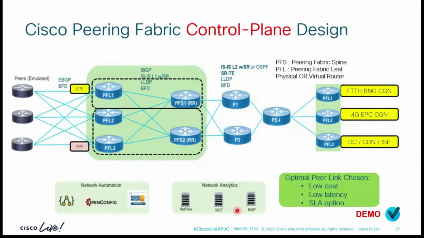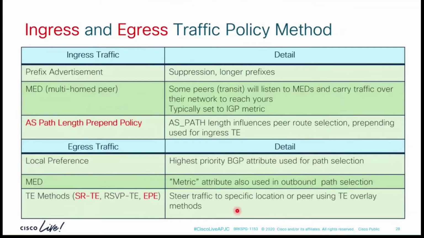So for the ingress and egress traffic policy, here are the options. Here I'm going to demonstrate the ingress traffic policy based on the AS path length prepend policy to influence the peer route selection. For the outgoing or egress traffic, I will demonstrate how segment routing policy and EPE can help to steer the traffic up to the peer link selection.